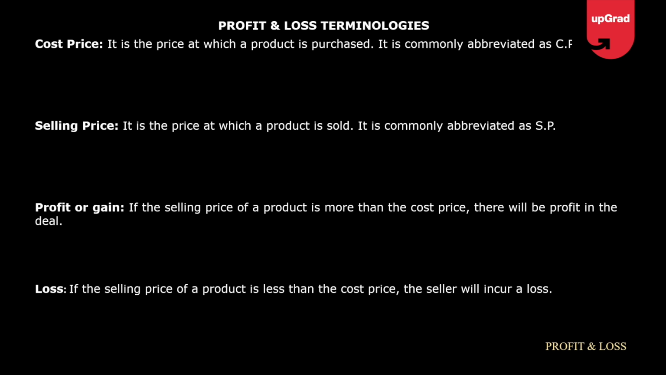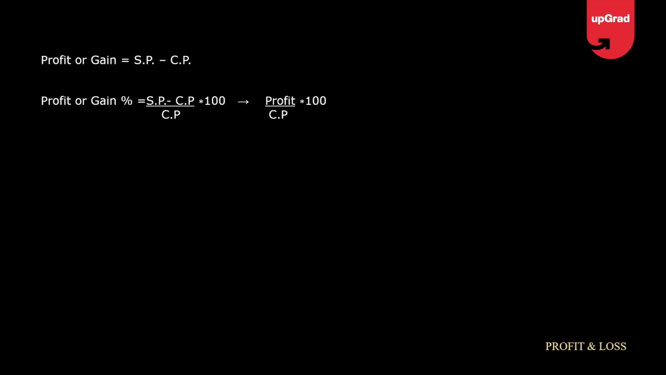Now these are the basic terms. When it comes to the formula, what do we have? So how do we calculate a profit or a gain value? It is equal to selling price minus cost price. Similarly, if I have to calculate it in terms of percentage, I am going to do selling price minus cost price divided by cost price multiplied by 100. So what you have to take care of here is that in the denominator I am having cost price.